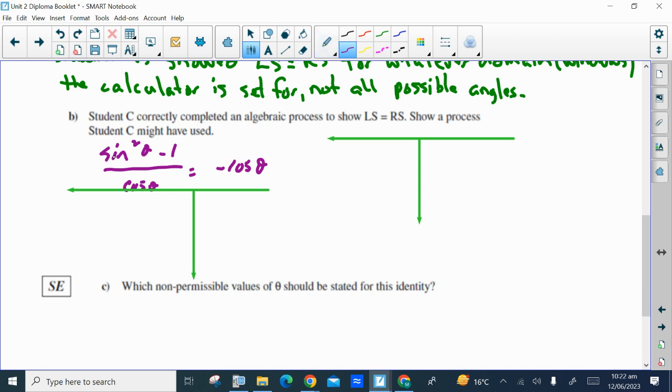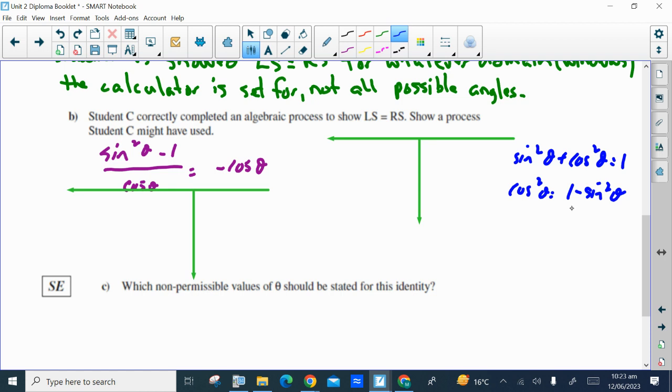And so on the left side, I can work with that sine squared theta minus 1. And this comes from the Pythagorean identity. This is on the formula sheet. Sine squared theta plus cos squared theta equals 1. So if you subtract sine squared theta from both sides, you'll get cos squared theta equals 1 minus sine squared theta. So that's a process that we did quite frequently. We use that Pythagorean identity as well as different variations of it.